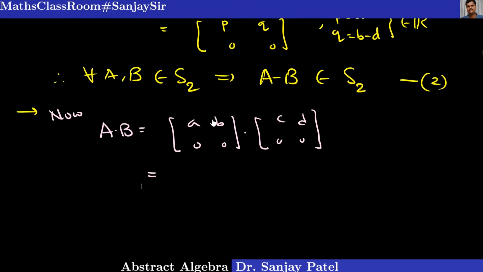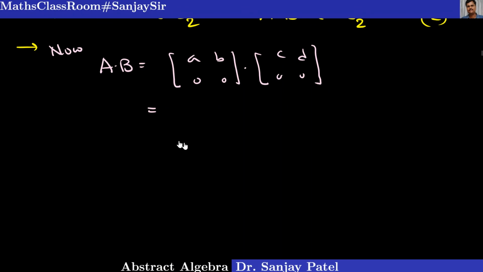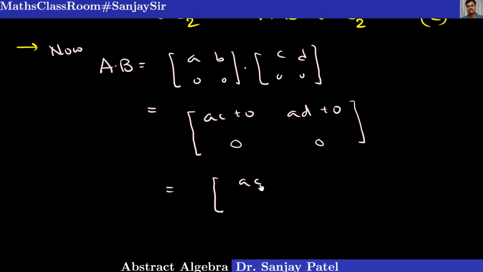If you multiply these two matrices, you know how to multiply this row with each of these columns. So A into C plus B into 0, so it is 0. Then A into D plus B into 0, so 0. Now this row is 0, so both of these numbers will be 0: 0 into C, 0 into 0. So this is of the form A into C, A into D, 0, 0.